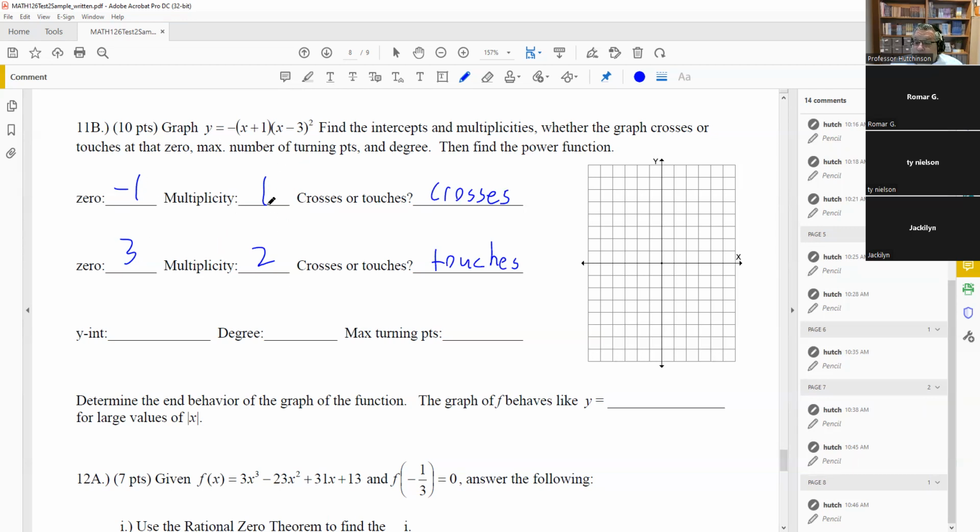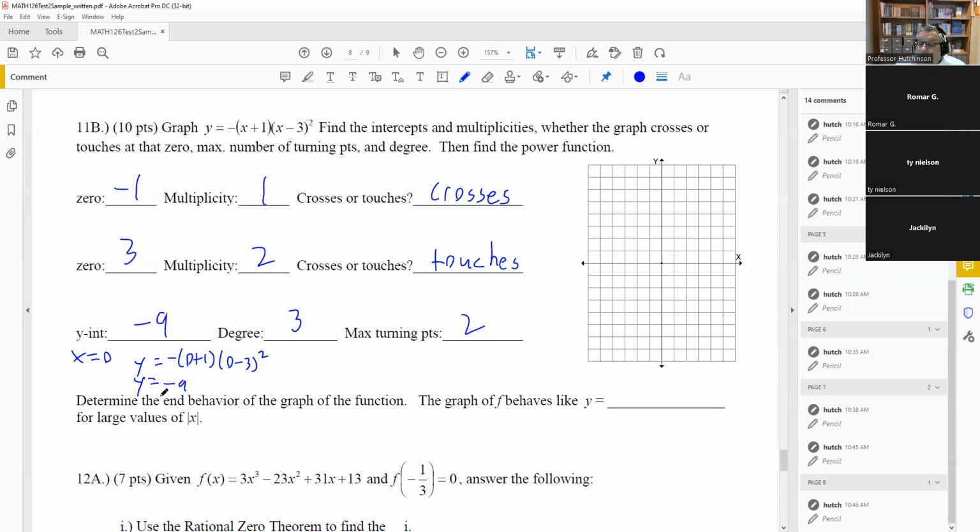Okay, so the degree, you find the degree by adding up the multiplicities. So degree is 3. The maximum number of turning points is always 1 less than your degree. That's going to be a 2. For the y-intercept, you want to put in a 0 for x. So we have 0 plus 1, and we have 0 minus 3 squared like that. So that's going to give us -1 times 9. This is going to give us -9 as a result. So -9 goes there for the y-intercept. Okay.